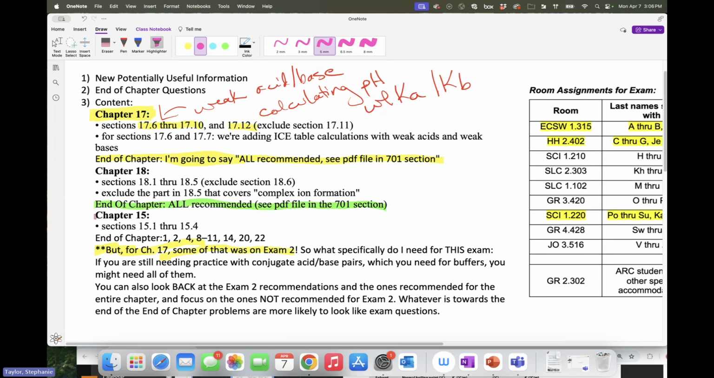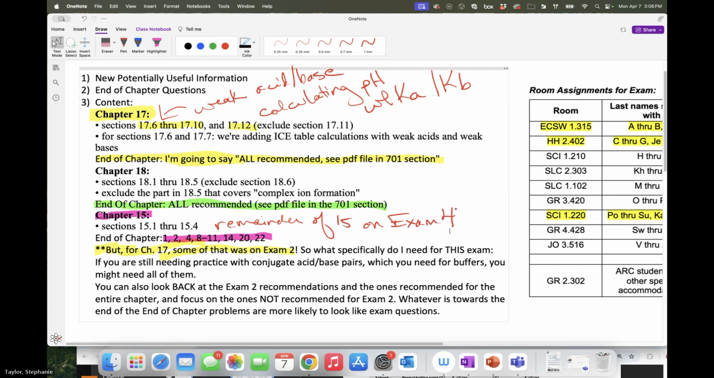Chapter 15, I did go ahead and make a specific list: questions 1, 2, 4, 8 through 11, 14, 20, and 22. Because we are only covering a small section of chapter 15. We'll do the remainder of 15 on exam 4.